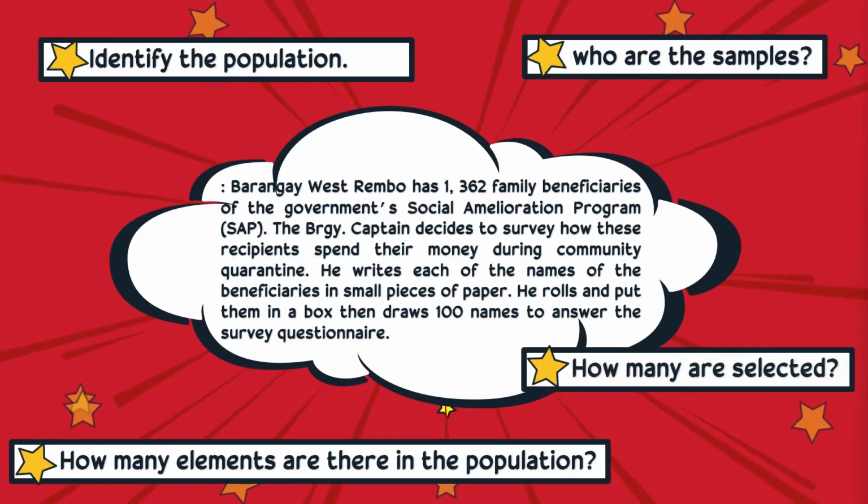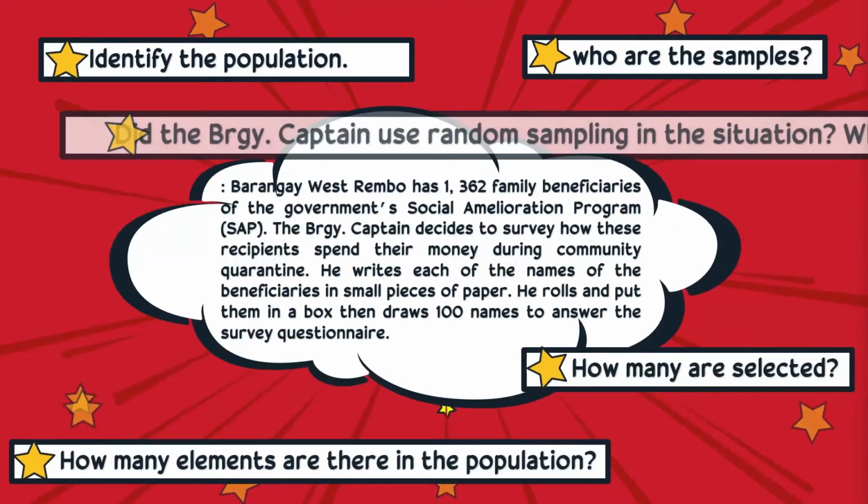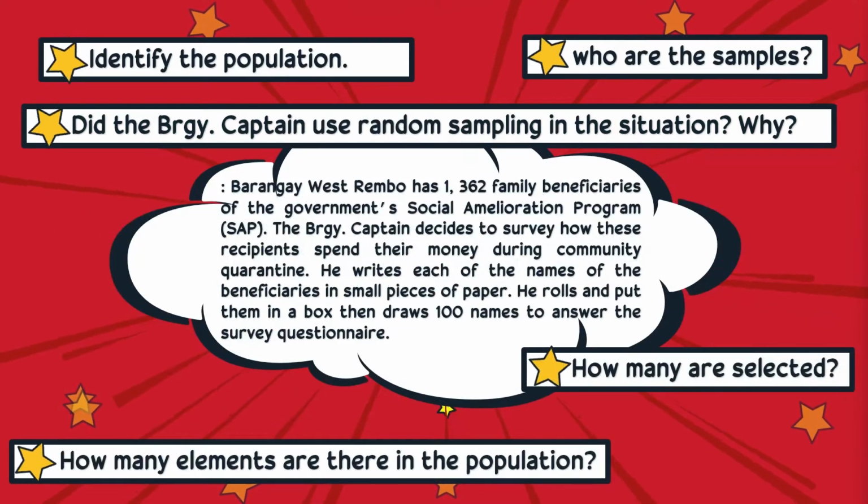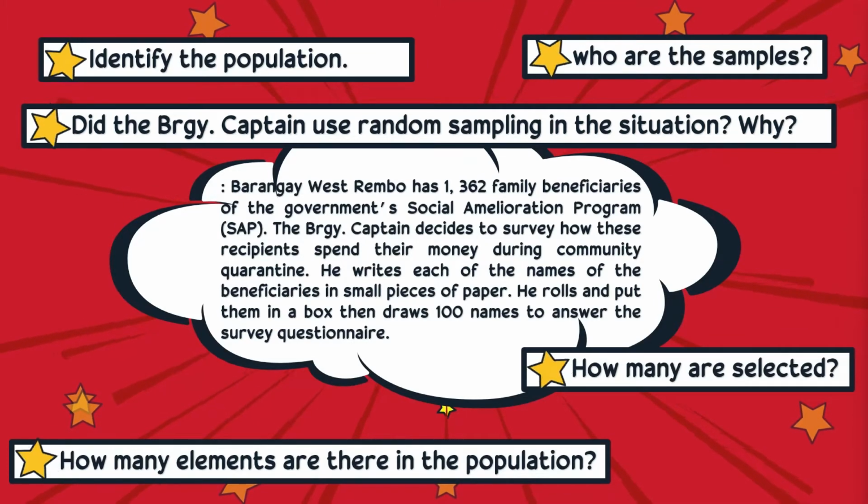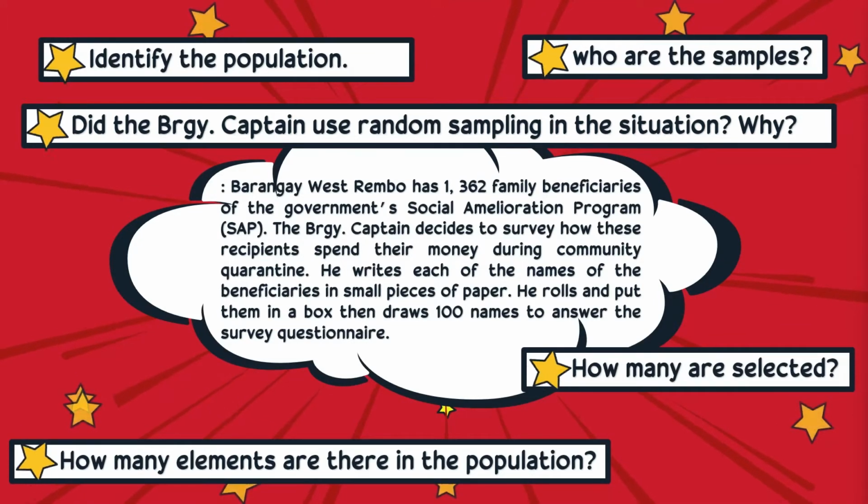How many are selected? 100 families. The last question is, did the barangay captain use random sampling in this situation? Why? Okay. Yeah, correct answer is yes. There is randomization wherein each beneficiary has an equal opportunity to be selected on the survey to answer the survey.